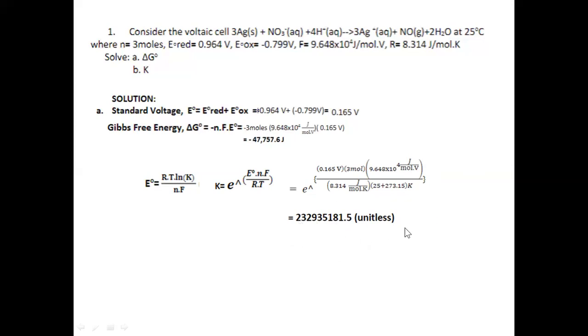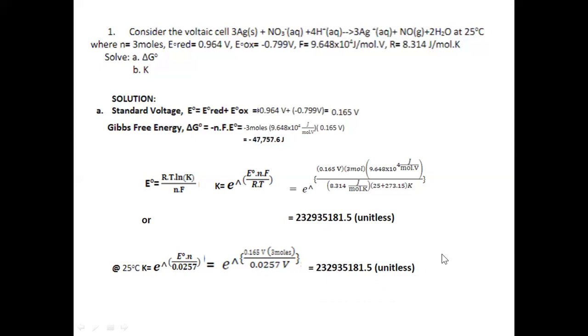So another version for this solution, since the problem is at 25 degrees Celsius, is that we can use this one. K is equal to e raised to E naught multiplied with N all over 0.0257 volts. Now substitute the following values: 0.165 times 3 moles all over 0.0257 volts. This gives us the final answer, which is the same as the other one, 233 million, which is also unitless.